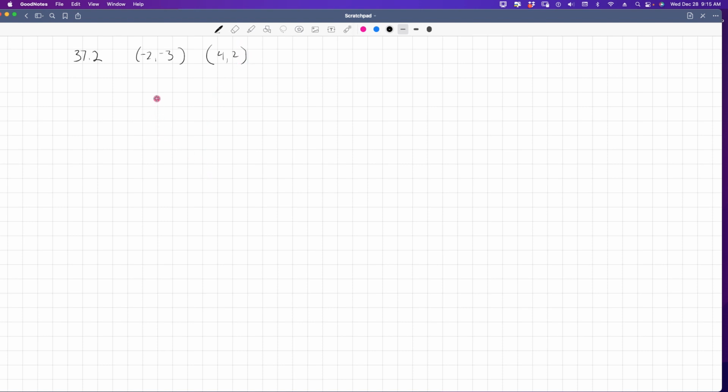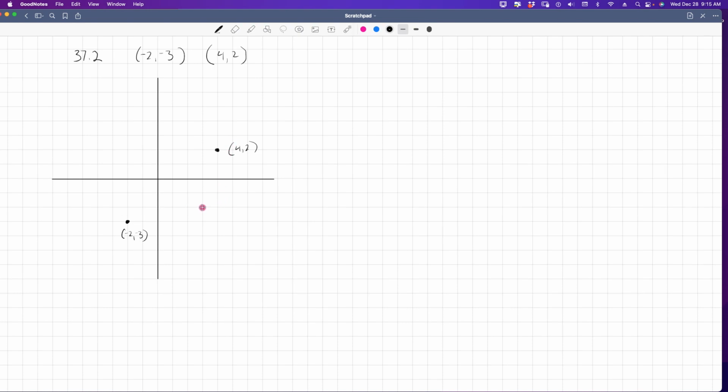Let me graph that for us. You can graph as we go. Do it with me. So 1, 2, 3, 4, and 1, 2, and then 1, 2, 1, 2, 3. All right, so these are our points. I have (-2, -3), and I have (4, 2). All right.